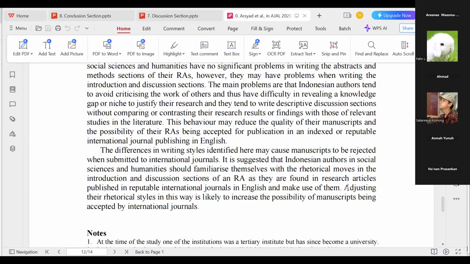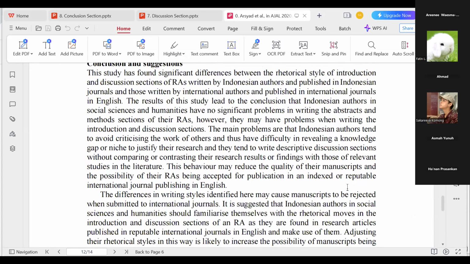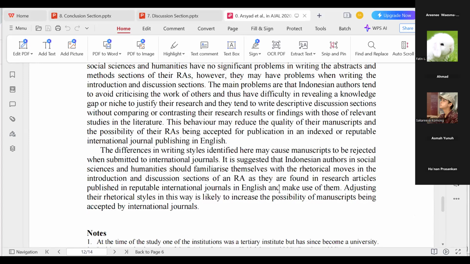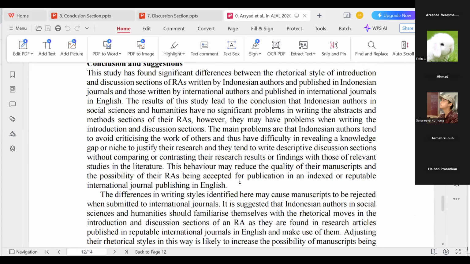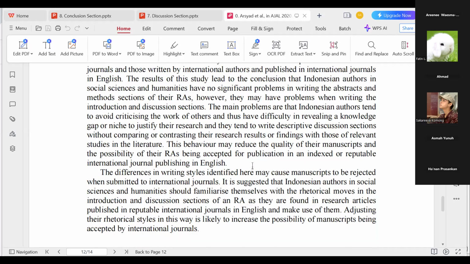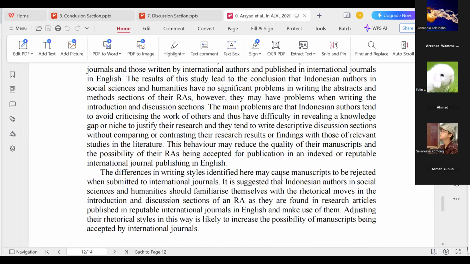Okay, hopefully I wrote it here. This study has found significant differences. So this is the summary of the findings. Okay, and then however, they may have problems. The main problems are the Indonesian authors. Okay, this behavior may reduce. This is the importance of the study. The difference in writing style identified here may cause manuscripts to be rejected. Okay, and then it is suggested that Indonesian authors. This is the implication of the study, the pedagogical implication or suggestion to be implemented.